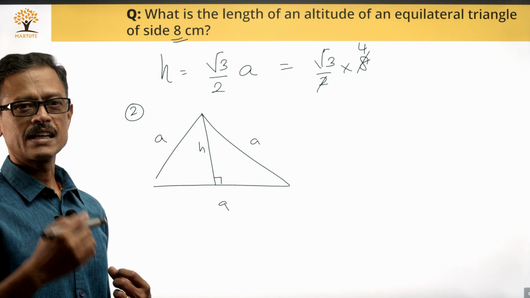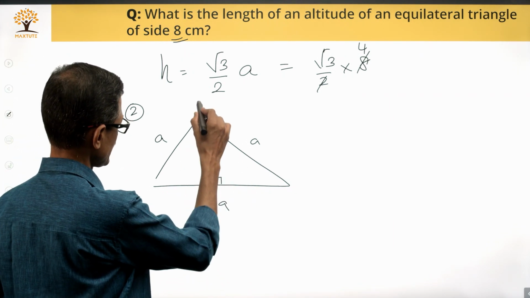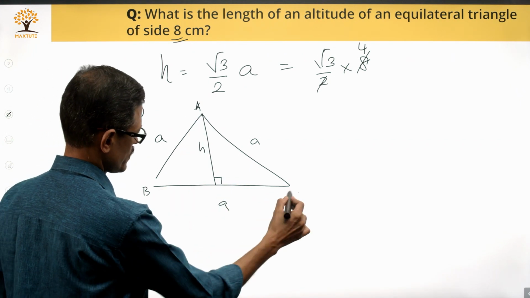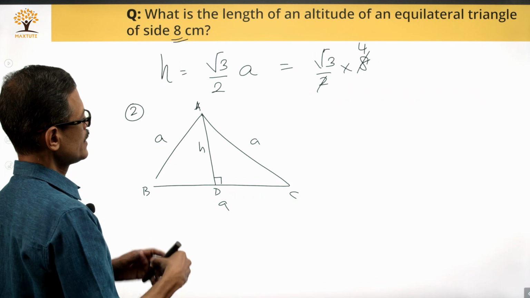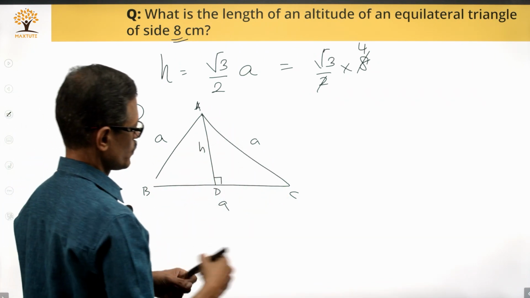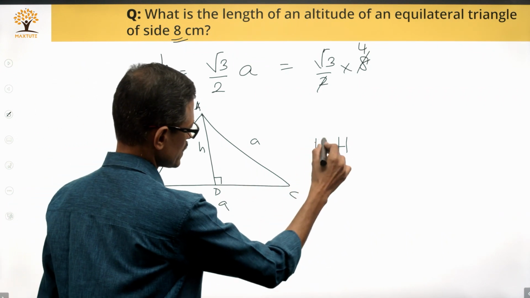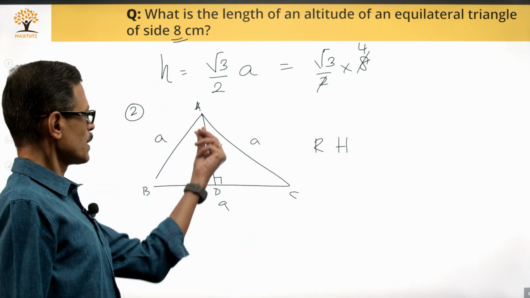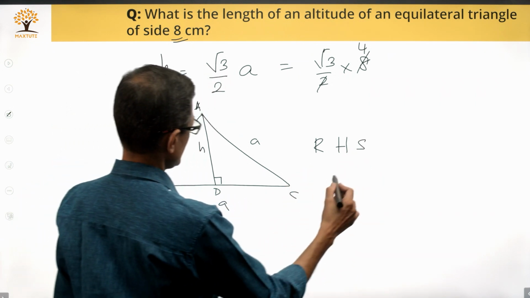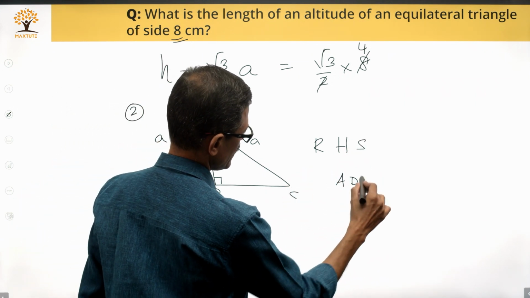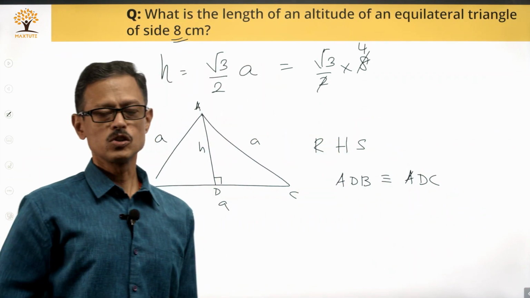Do we have a RHS congruence here? Right angle triangle. We'll look at the triangles A, B, C, D. In ADC and ADB, the hypotenuse is the same. So H is the same. ADB and ADC are both right triangles. One of the perpendicular sides is a common altitude. So by RHS, we know that right triangle ADB is congruent to right triangle ADC. So this much is known to us.